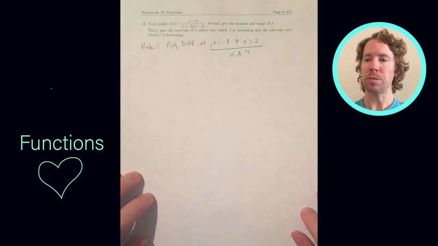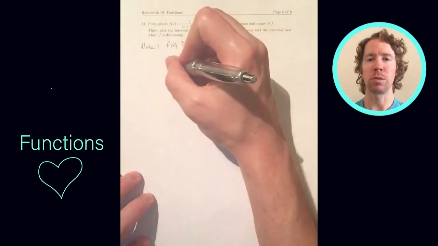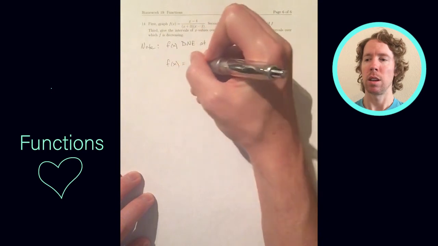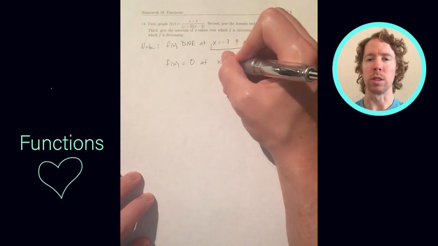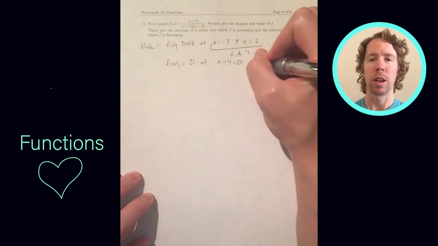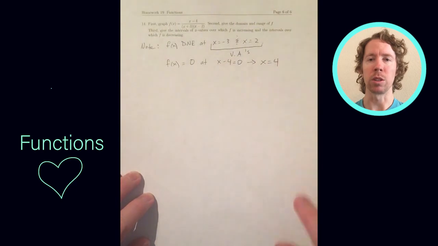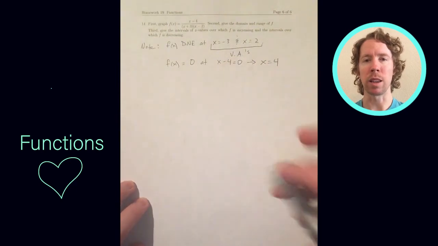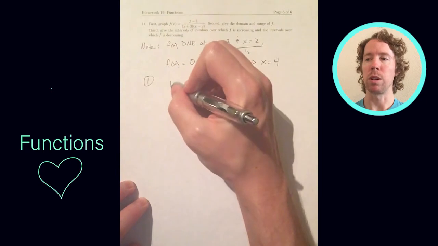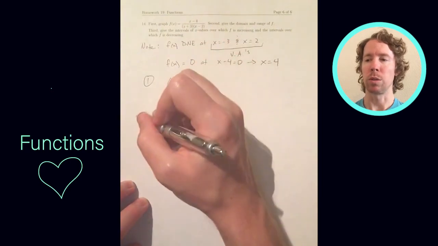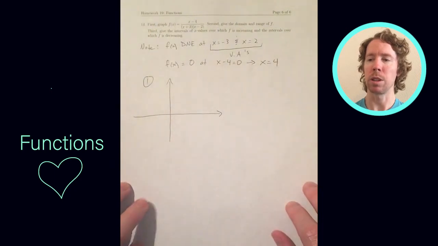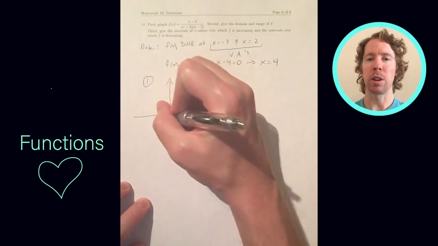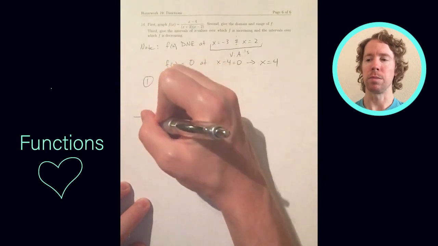And then after that, I would find out where the zeros are, so where the x-intercepts are, and then maybe where the y-intercept is. To check the x-intercepts, you set y equal to 0. So if you set the whole fraction equal to 0, that means that the numerator is going to be 0. 0 divided by anything is 0. So if x minus 4 is 0, then x is 4. So that's where the x-intercept is, the only x-intercept.